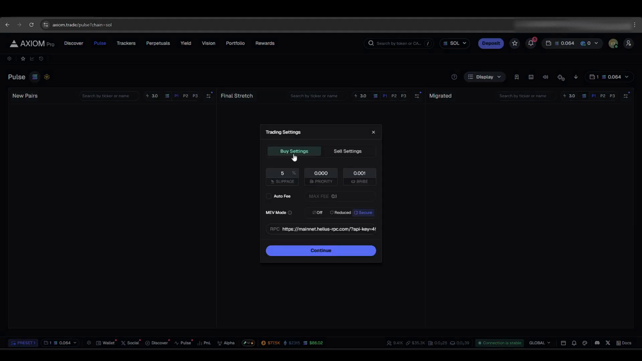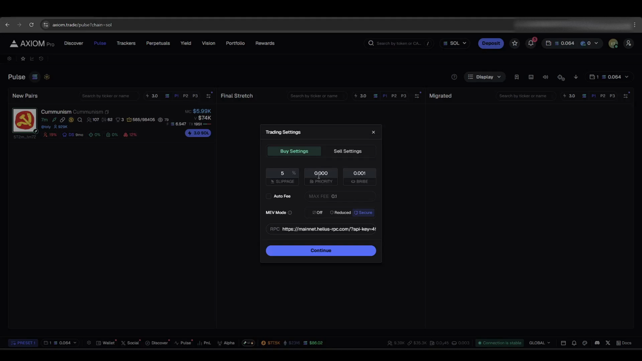Now for those presets, you can see here, we are now on preset number 1. And those are the settings. Very important: slippage, priority, bribe, and then your MEV mode. You have the same for sell. By default, this is a lot higher. I like to trade with a low slippage. Slippage basically means how much of a price drift you accept. Let's say you put a limit order at 10K and you put your slippage at 5%. This means you accept a worse price by 5%.